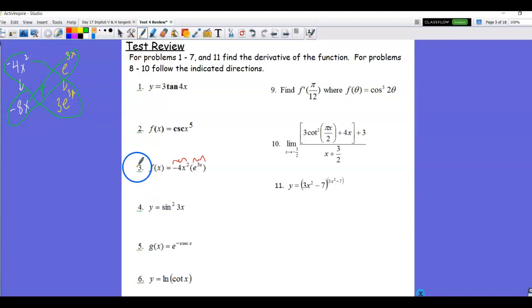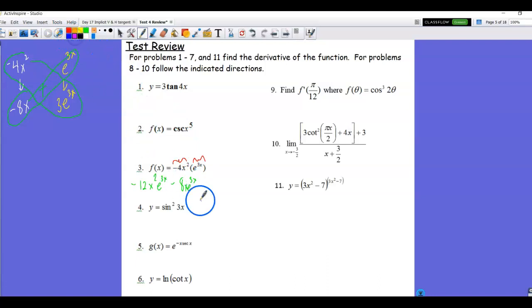So we end up with negative 3 times 4 is 12, x squared, e to the 3x, and the order of those, either x squared or e to the 3x, doesn't matter. It's multiplication, which is commutative. And then we're going to multiply negative 8x times e to the 3x, so negative 8x, e to the 3x. Problem 3.